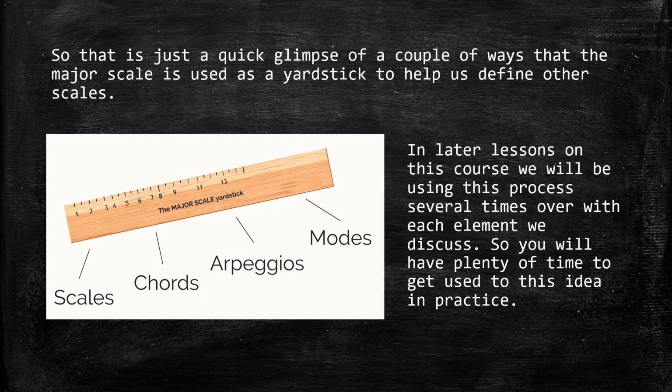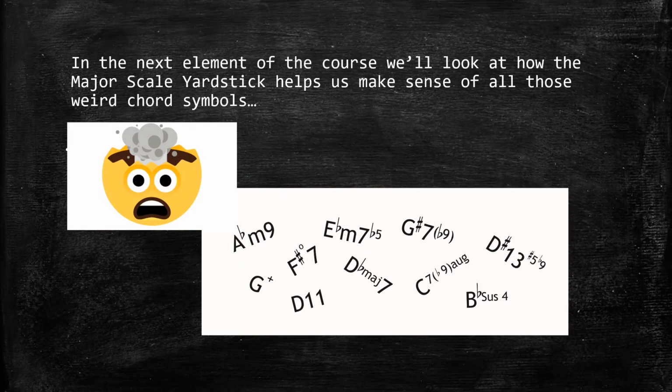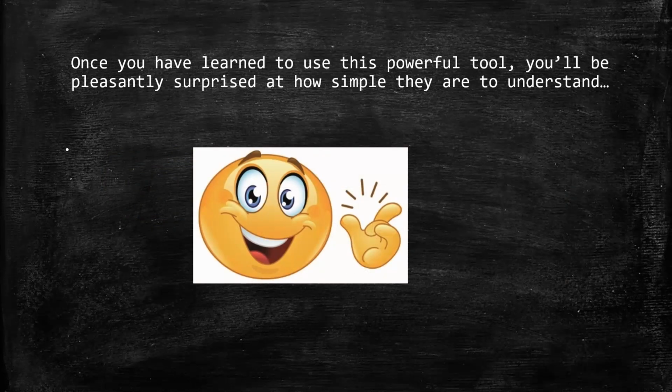In later lessons on this course, we will be using this process several times over with each element we discuss. So you will have plenty of time to get used to this idea in practice. In the next element of the course, we'll look at how the major scale yardstick helps us make sense of all those weird chord symbols. Once you've learned to use this powerful tool, you'll be pleasantly surprised at how simple they are to understand.